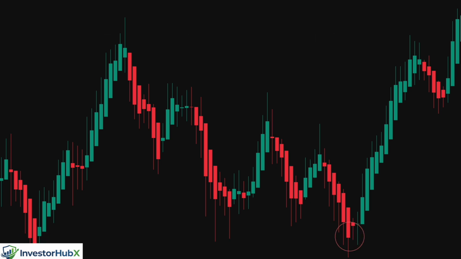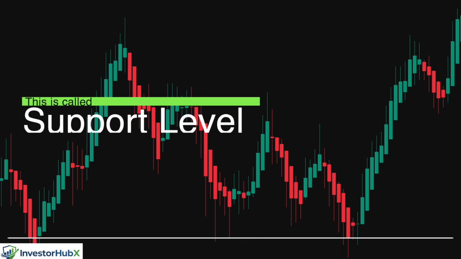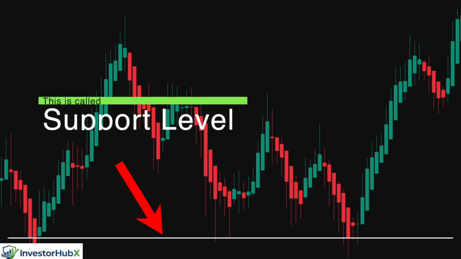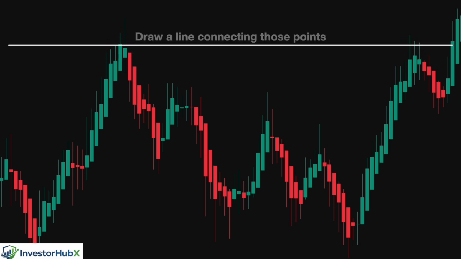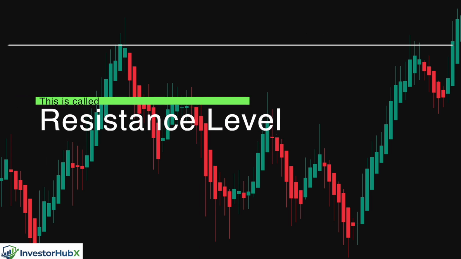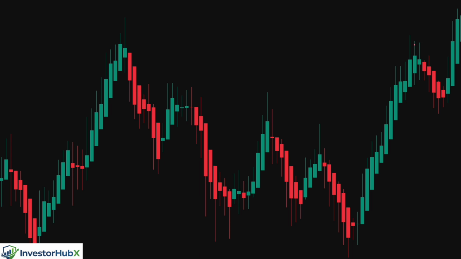When price reverses at two or more points at the bottom, we can draw a line connecting those points. This is called a support level. Similarly, when price reverses at two or more points at the top, we can draw a line connecting those points. This is called a resistance level. These reactions happen because traders made decisions there: buying, selling, taking profit, or exiting positions.